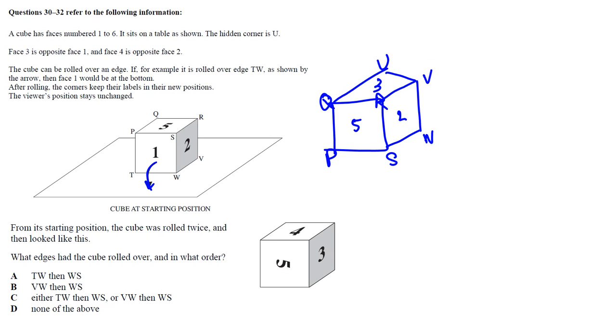V, and U. Next, we need to make the 3 up here go over to the right side, so we'd rotate it this way through WS. Therefore, the answer is A.